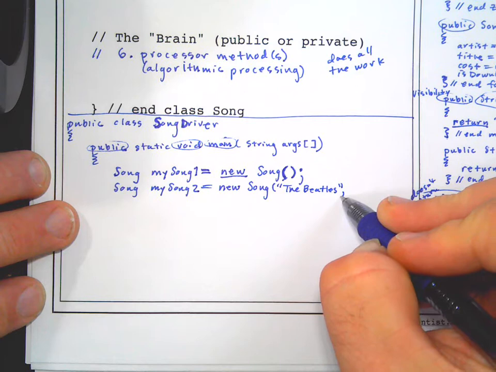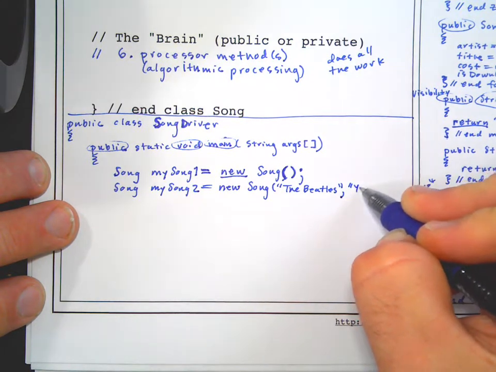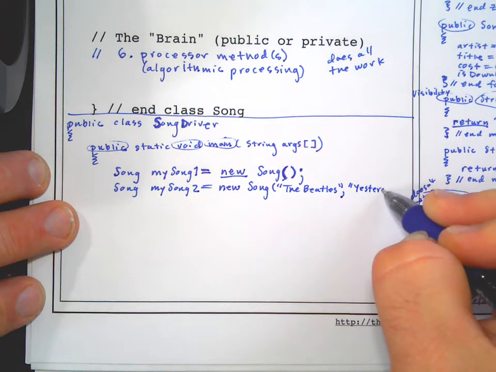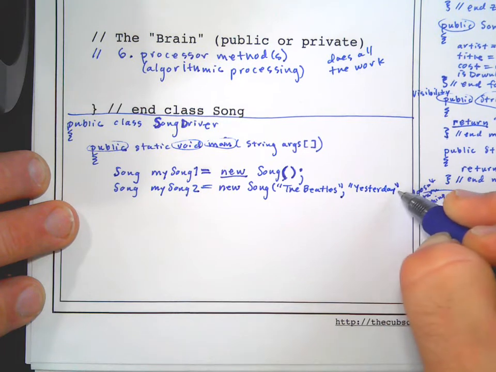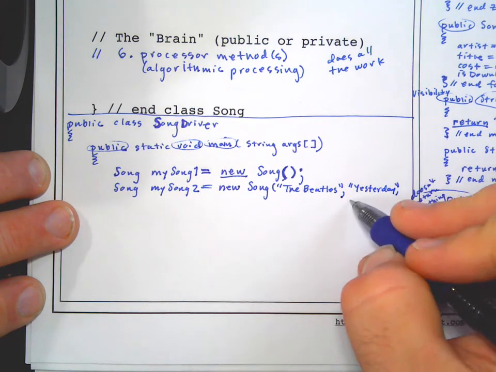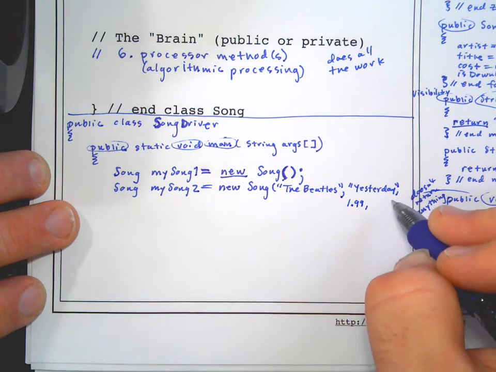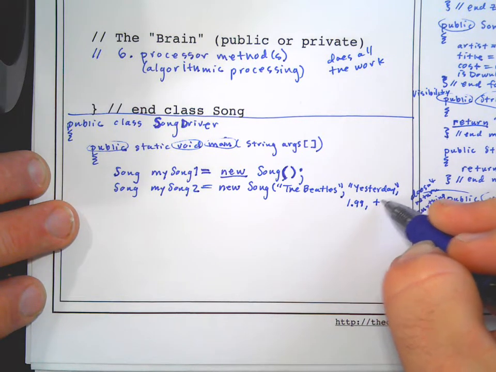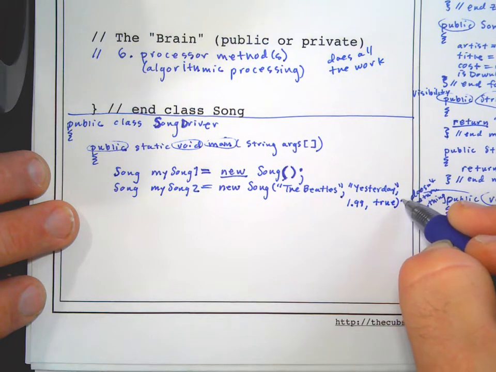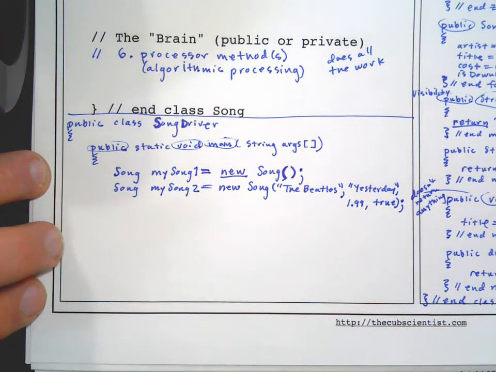Comma, the name of the song, I'm going to say Yesterday, and I got to put quotations around that, and then I give the price, $1.99, and then I got to give the status of whether it's downloaded or not, and I'll say true. Okay, so there, that just created that song.